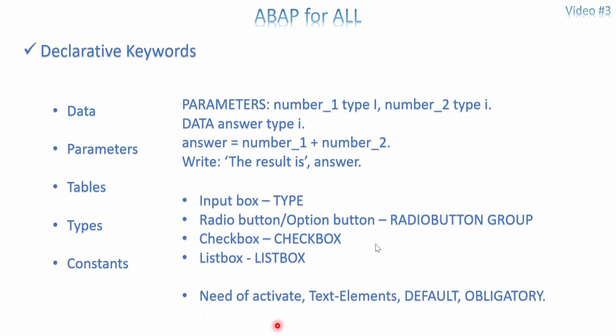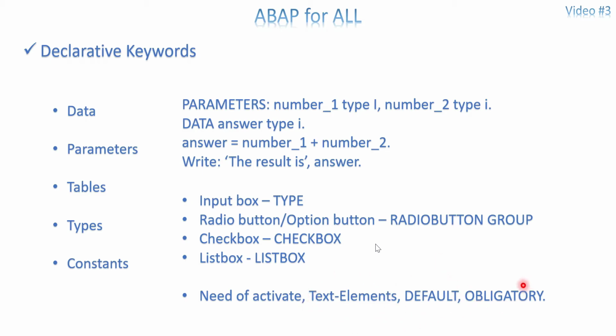Along with that, we are going to see a few more options. I mentioned in the last two videos about activation. I will give an example about why activation is required. And we are going to see about text elements, because we are at the input screen level, so we need some text to be displayed on the screen. So we are going to use text elements.